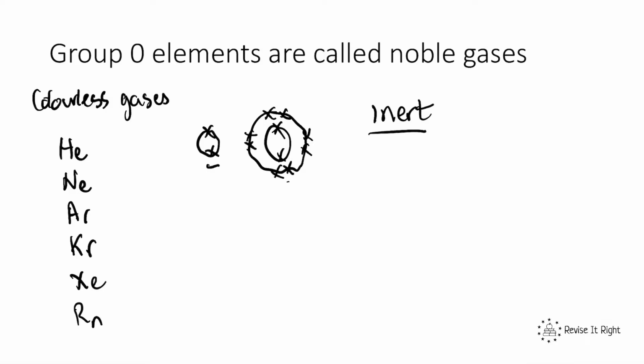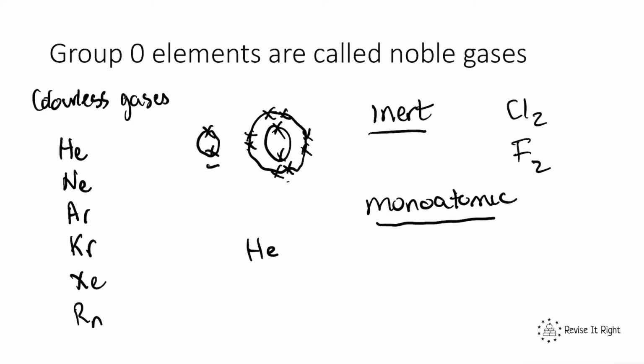Okay, they are actually monoatomic gases. They're monoatomic, which means they actually exist on their own. So you'll see helium on its own as He. Things like our group 7, they like to exist in pairs. Remember, it'd be chlorine Cl2 or fluorine F2. They like to exist in pairs, whereas our group 0 elements are monoatomic. They like to exist on their own. So you won't find He2. It will just be He.